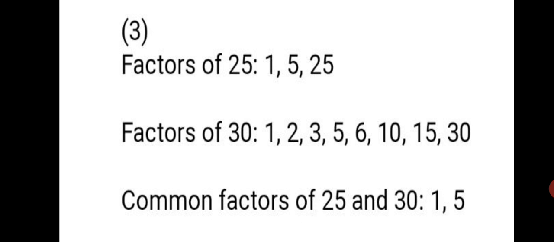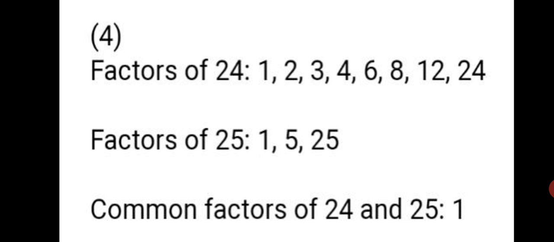Like this, go on making pairs and multiply. First with last, second with second last, third with third last, and fourth with fourth last. So 1 into 30 is 30, 2 into 15 is 30, 3 into 10 is 30, and 5 into 6 is 30. So this way you can cross check that you have got all your factors listed correctly. Alright. Let's go on to fourth sum.